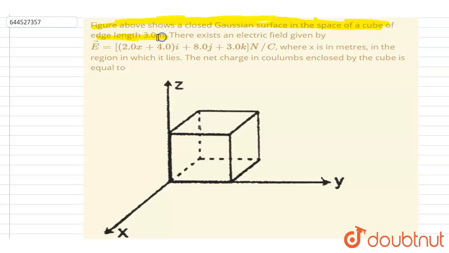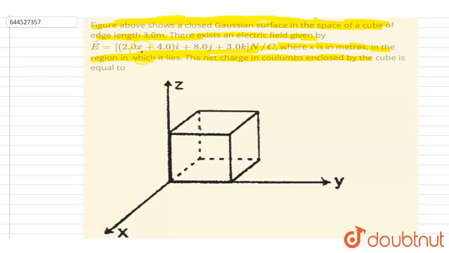Hello everyone, the figure above shows a closed Gaussian surface in space of a cube of edge length 3 meter. There exists an electric field given by this, where x is in meter and the region lies in. The net charge in coulombs enclosed by the cube is equal to?